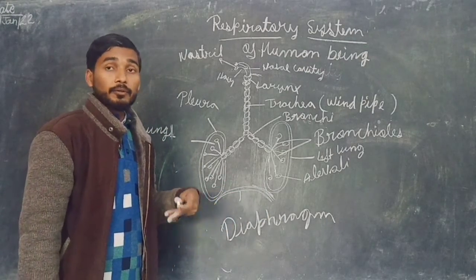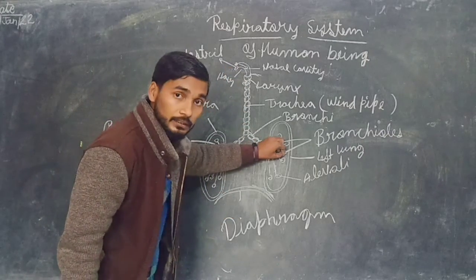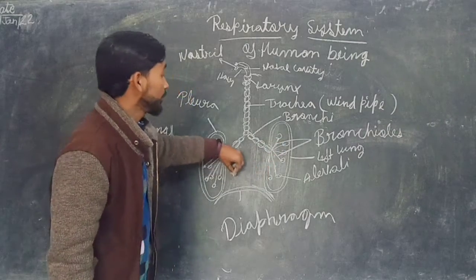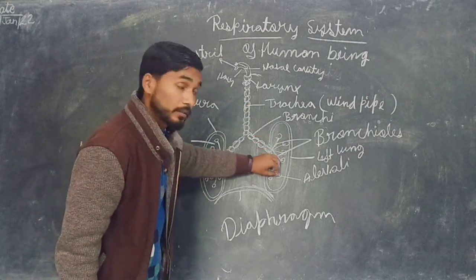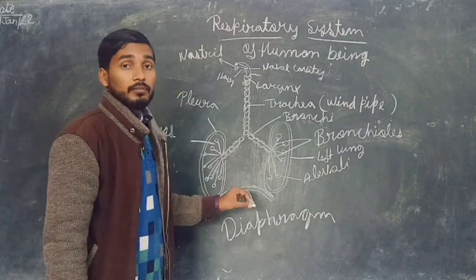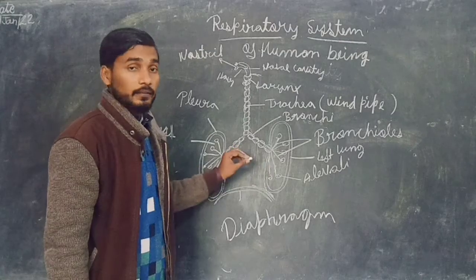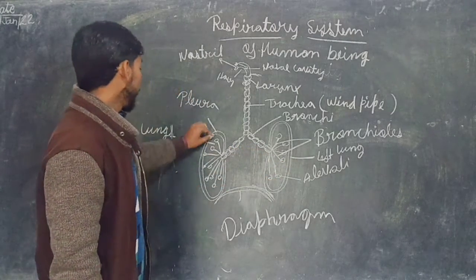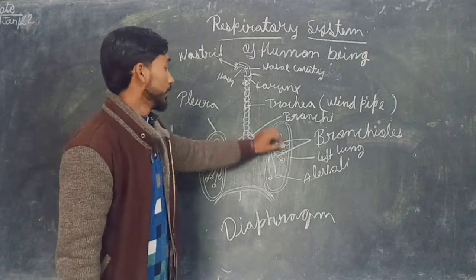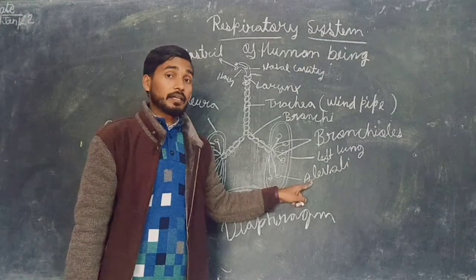We take O2 from the atmosphere, O2 comes to the lungs and then to different body parts. From different body parts, CO2 comes to the alveoli. In alveoli, exchange of gases occurs. Okay, these are the parts, the alveoli. And these are our lungs. This is the right lung and this is the left lung.